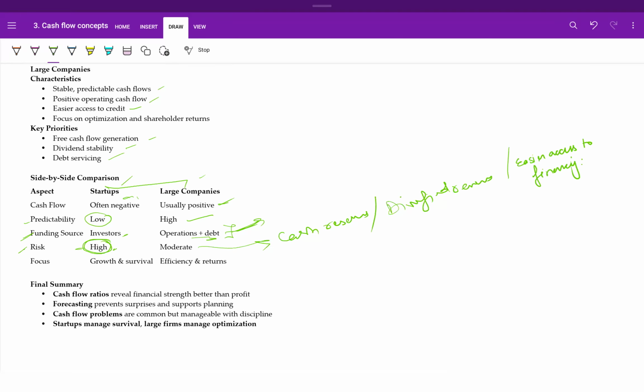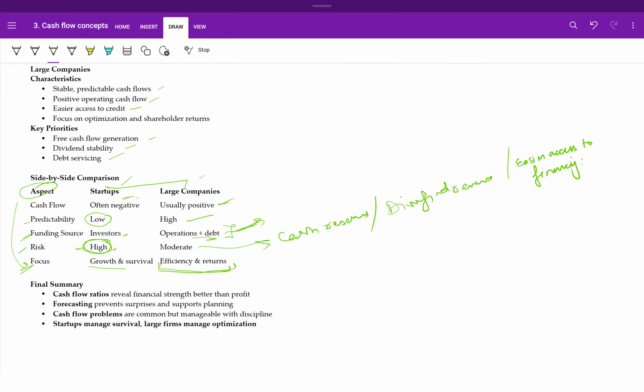From the perspective of focus, startups focus on growth and survival: surviving in the early stages, achieving rapid growth, and capturing market share. Profitability is often secondary to survival and expansion. Large companies focus on efficiency and returns: operational efficiency, maximizing returns and shareholder value. Their goal is to optimize performance, not just survive.